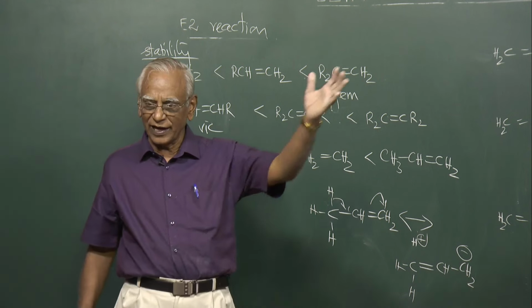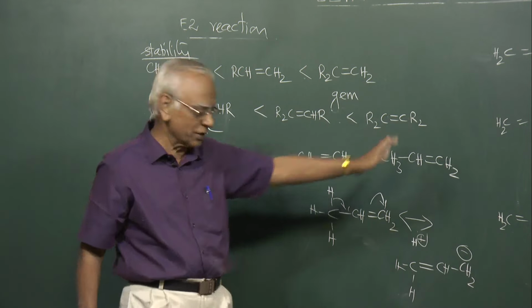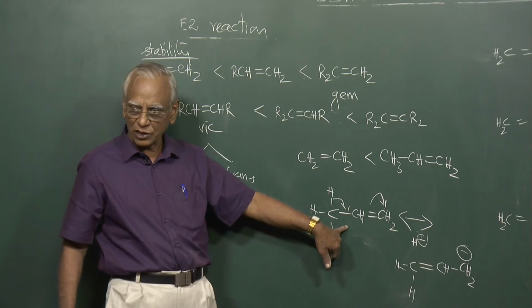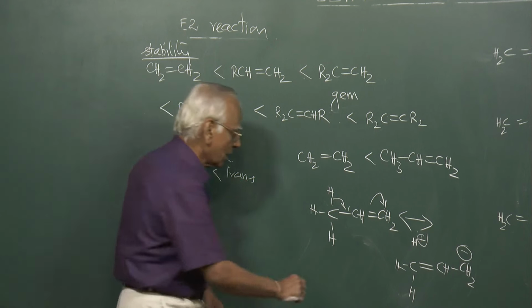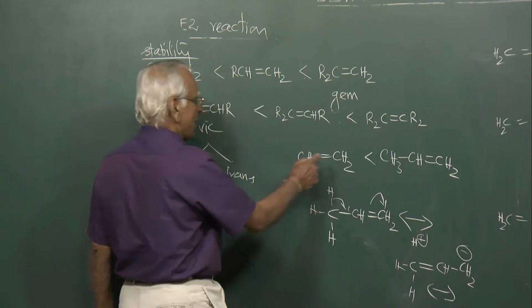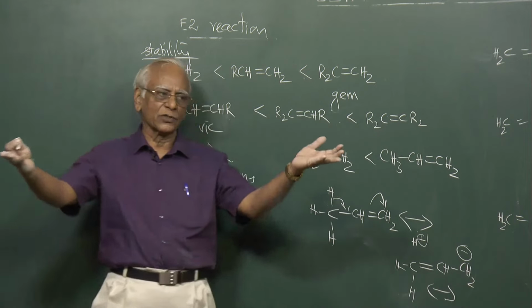Greater the number of alpha hydrogen atoms, greater the number of resonating structures. How many resonating structures could you think of? One original structure, neutral structure, and plus 3, 4. I can write 2 more. So 1 plus 3, 4. And how many resonating structures? No conjugation here.